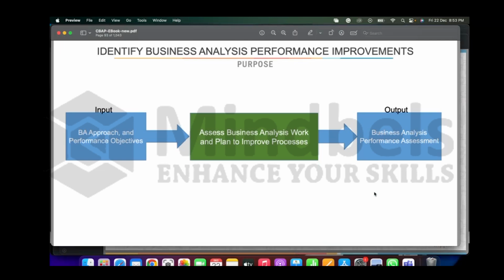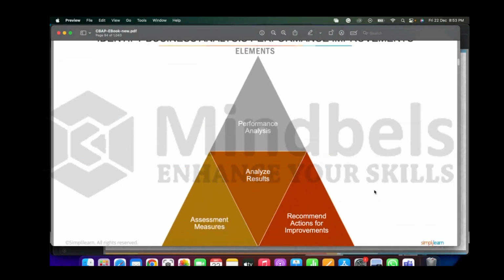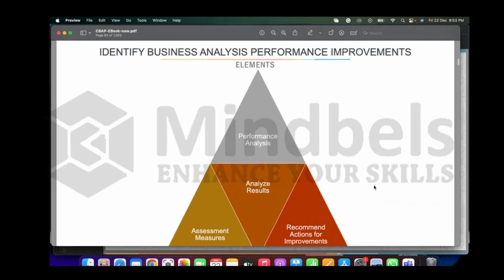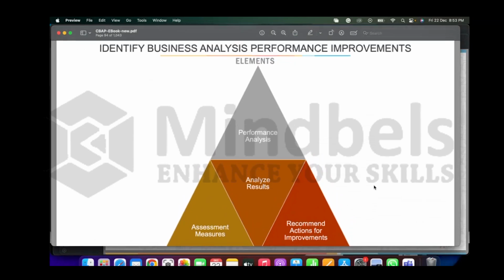Now, what are the methods that you can apply to identify the best performance improvement methods? You have some elements of designing. One of them is analysis: analyze results, assessment measures, recommend actions for improvements. Now, these are some of the elements that you can identify with BA improvements in terms of performance.